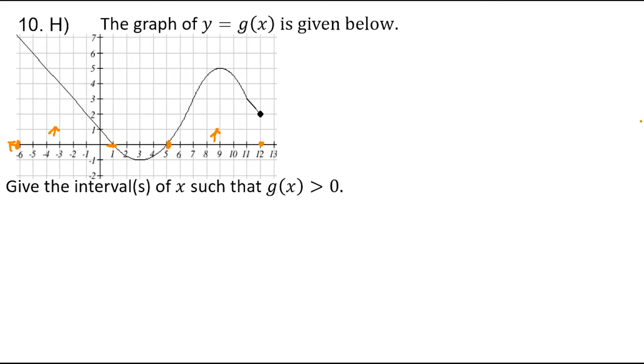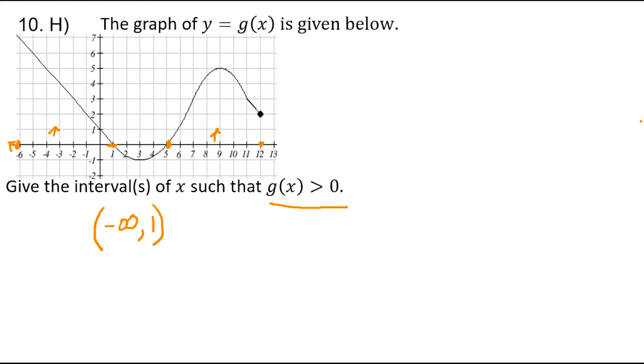So let's see, negative infinity all the way up to, it goes up to 1, but look what happens when we get to 1. When you get to 1, you end up with an output of 0, but what they're asking for is it has to be strictly greater than 0. So we don't want to include 1. We put a parentheses here. We just want to say that it goes up to 1.